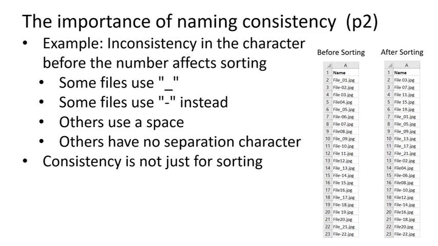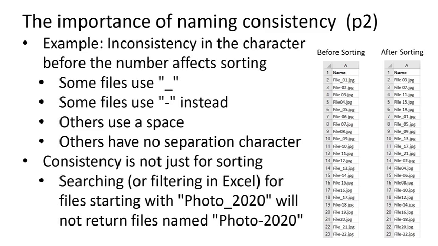The benefits of consistency in naming are not limited to sorting only. For example, if you wanted to search or filter in Excel for all files beginning with the name photo underscore 2020, any files accidentally named photo hyphen 2020 would not be found. We close this topic by reminding viewers that there are many more considerations in naming files and folders besides just the sorting order, including possible aspects not mentioned within this video. You are encouraged to think carefully about this, including searching online if you are so inclined, in order to settle on a system that works for you.